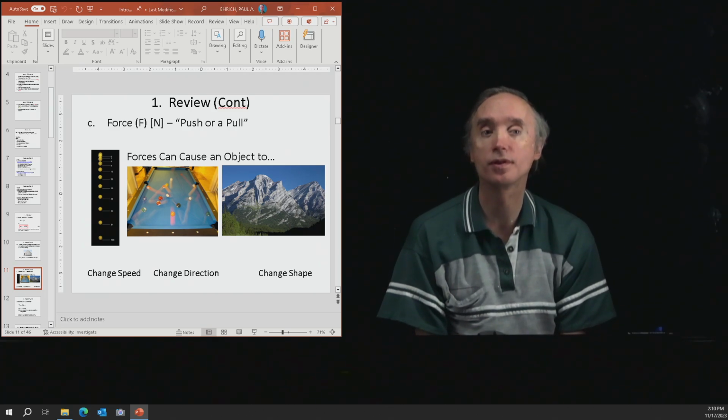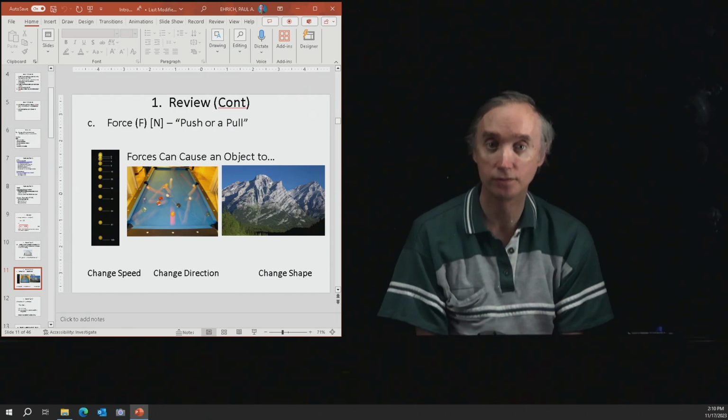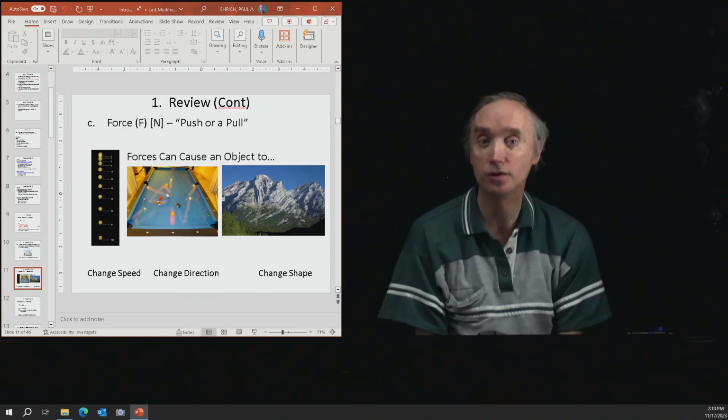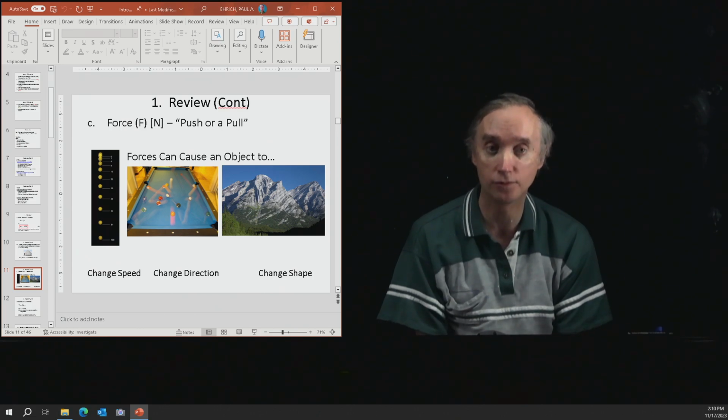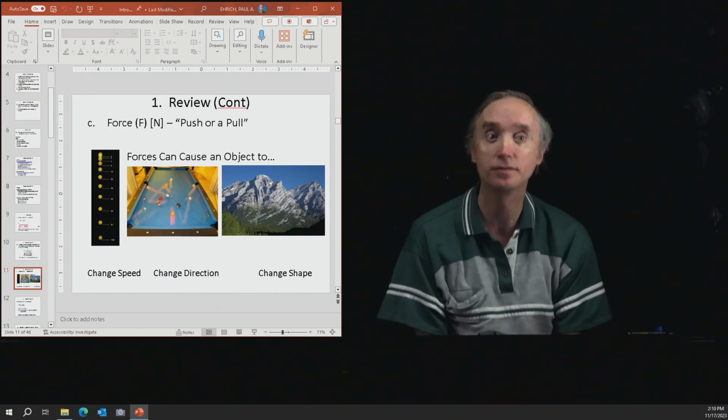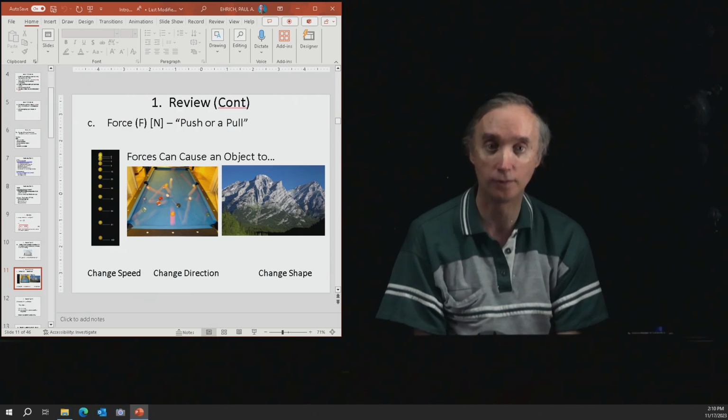And then we introduced the concept of force. A force is a push or a pull. It's abbreviated by a capital F. Its official metric unit is the Newton. What forces can do is change the speed of an object, and another name for that is acceleration. So forces cause objects to accelerate. Forces can also change the direction that an object is moving in, and forces can also change the shape of an object.